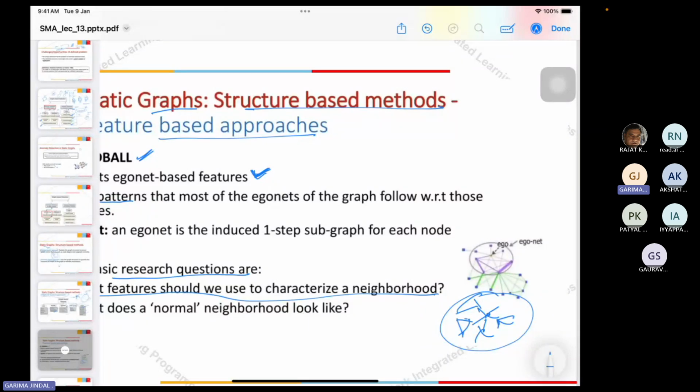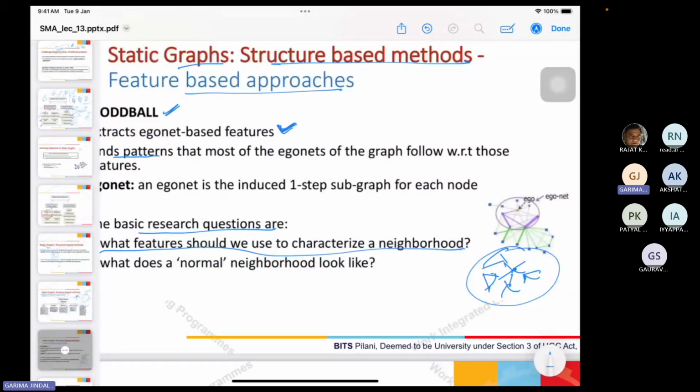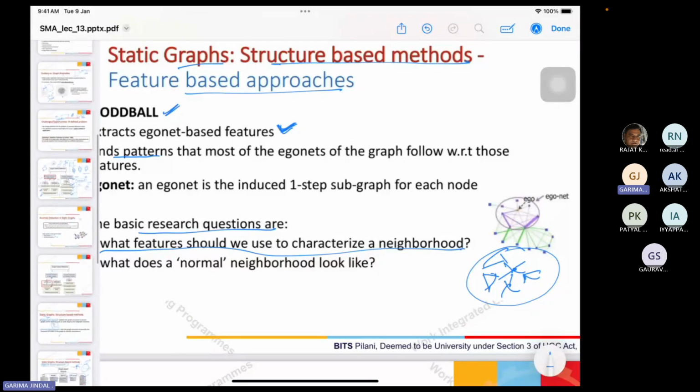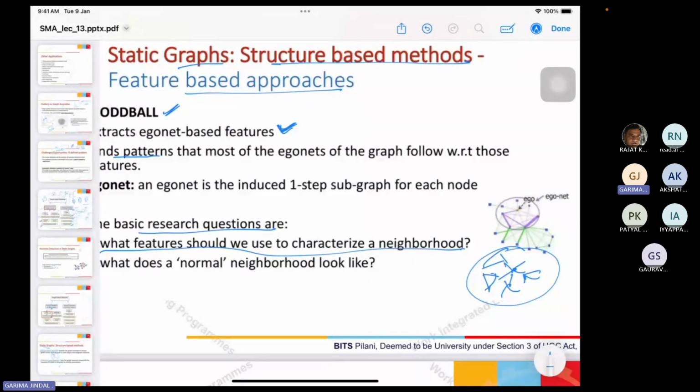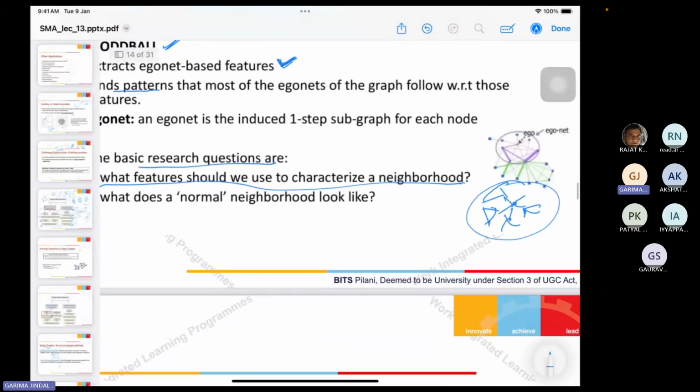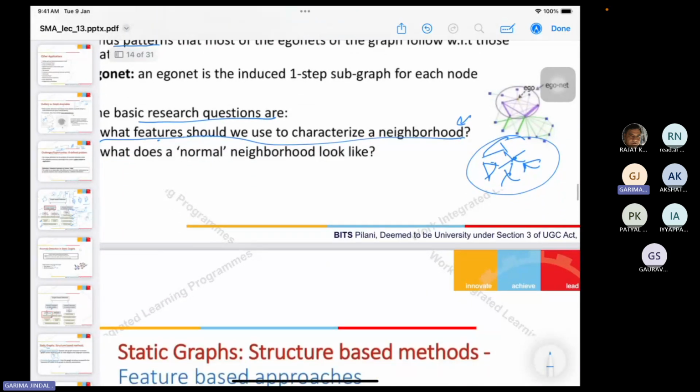That feature depends on the application. Actually, anomaly detection is an open research problem, so you can use any method. You can form your own algorithm to identify the anomalous behavior. So this is the first question one can consider: what feature should we use to characterize the neighborhood, and what does the normal neighborhood look like? Once you have this feature, you also need to quantify it, that is, what a normal node will be and what the threshold is beyond which I can say that this is an anomaly.